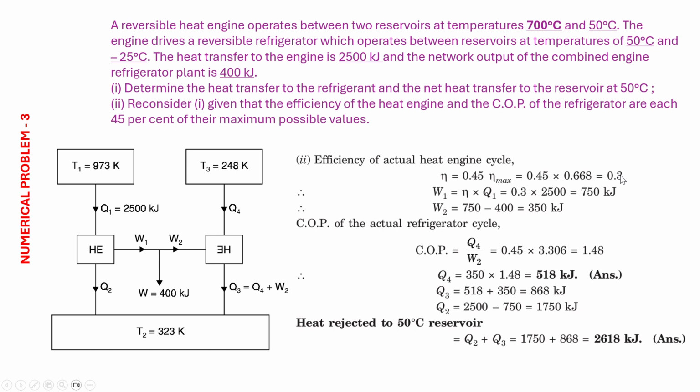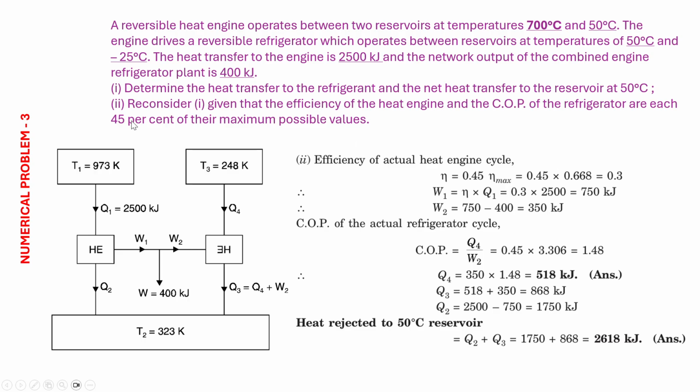Simply, on rearranging the general efficiency formula, we will have W1 is equal to efficiency into Q1, while the efficiency from here is going to be substituted, and the Q1 from the given data is 2500. We are having the value of 750 kilojoule. Now the W2 becomes 750 minus 400, which is 350 kilojoule.